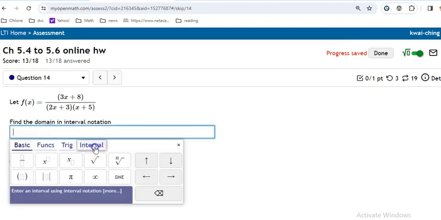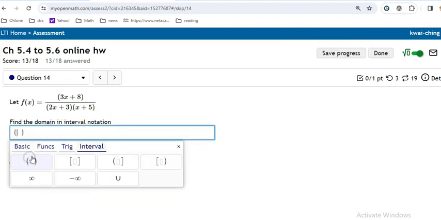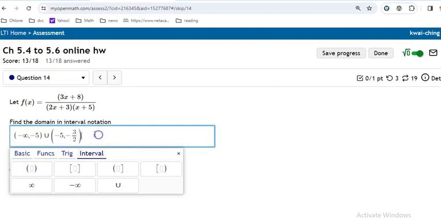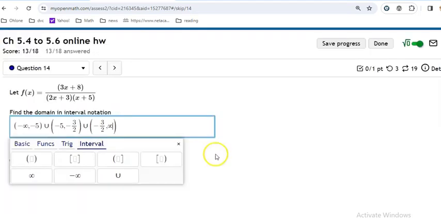Okay, there's a lot of entering. Negative infinity, comma, negative 5, union, negative 5, comma, negative 3 over 2, union, again, negative 3 over 2, comma, to infinity. Oh, where's my submit button? Oh, here.